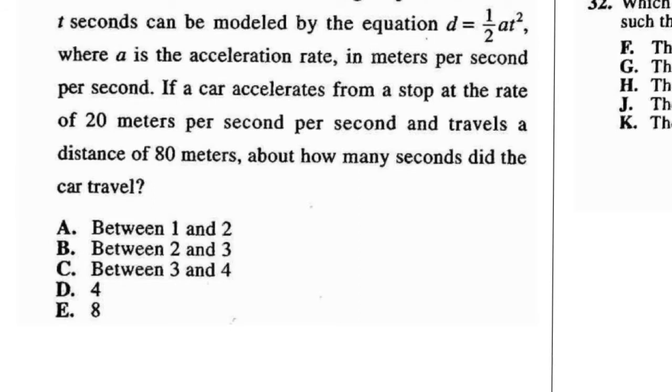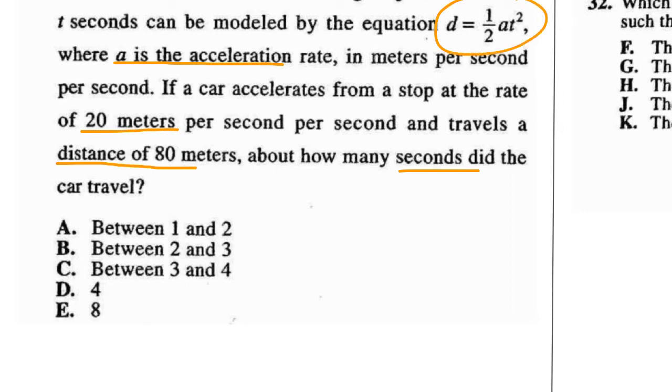Number 31, the distance d an accelerating object travels in t seconds can be modeled by this equation here. And a is your acceleration. And let's see, if a car accelerates from 20 meters per second and travels a distance of 80, how many seconds? So this is a substitution problem into your equation.